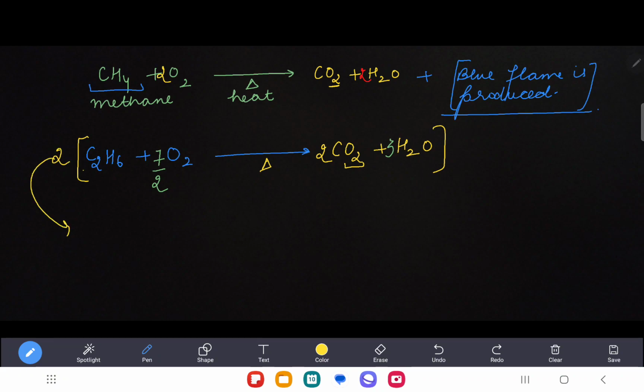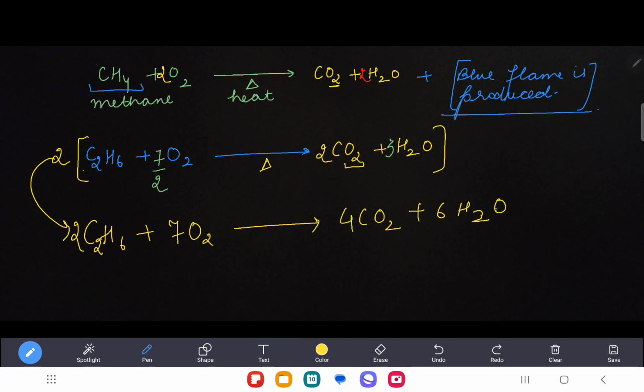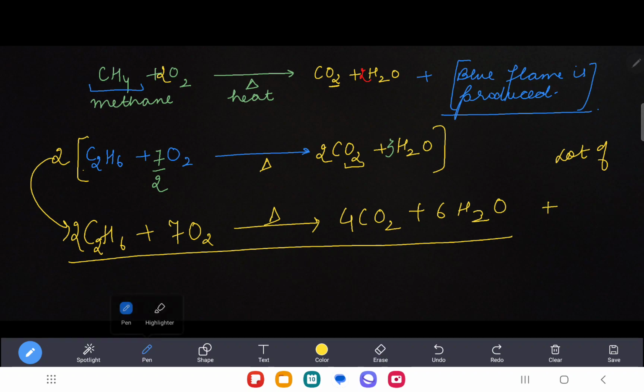So my final balanced equation shall become 2 times C2H6 plus 7O2 will give me 4CO2 plus 6H2O and heat. Understood or not? Yes or no? So this is the combustion process. You have to remember that a lot of energy is produced.